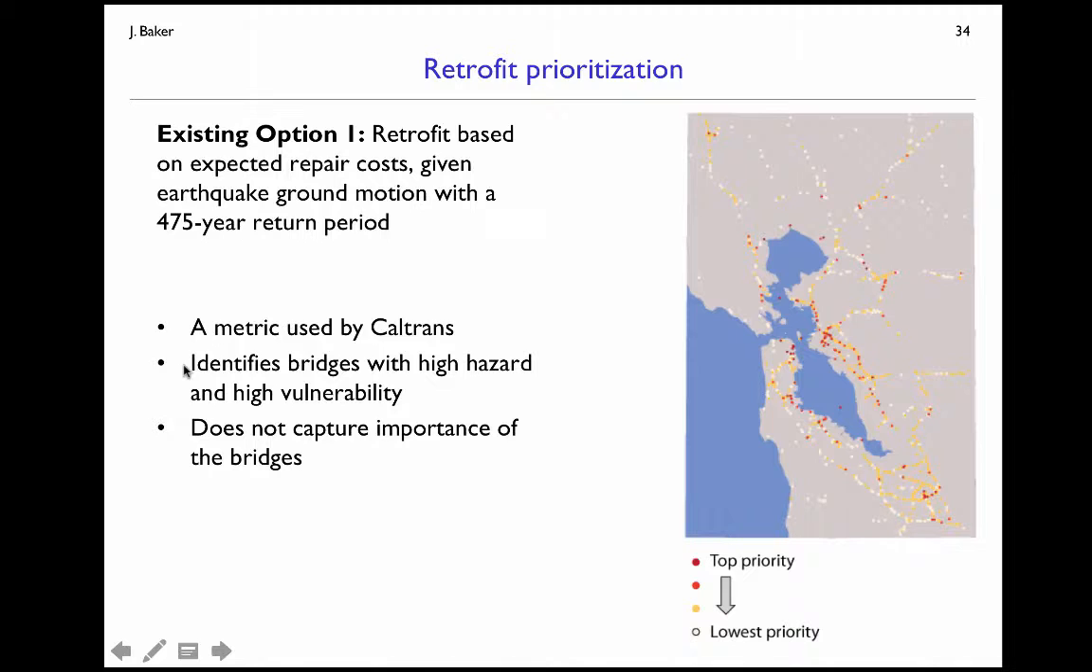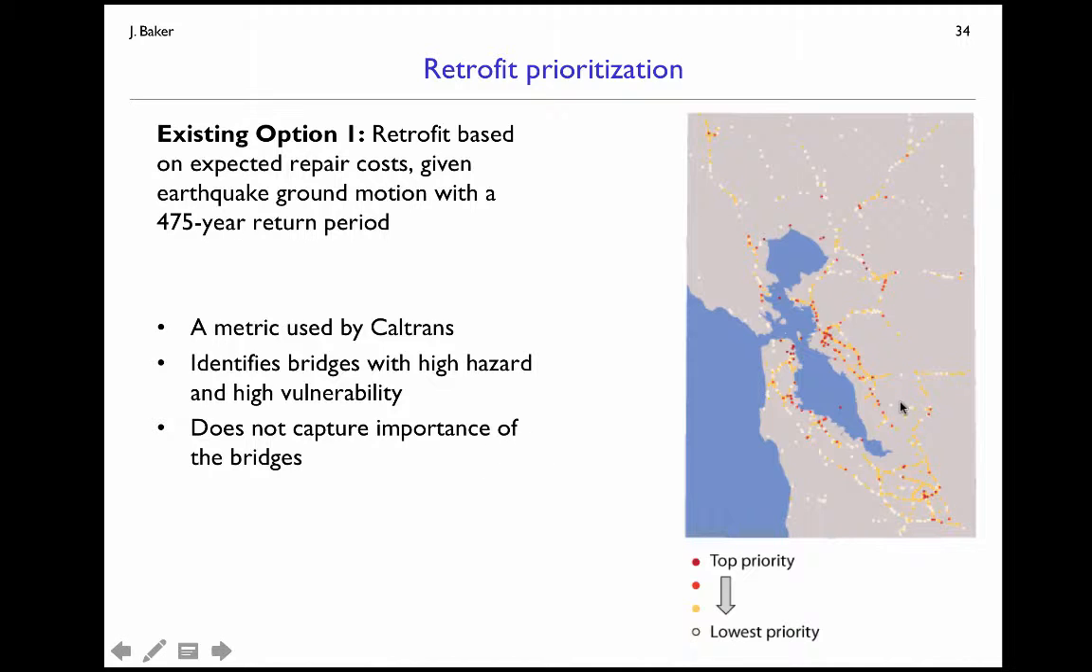It does think about bridges with high hazard, so the bridges that are close to faults are going to have higher ground motions they're exposed to. And it also identifies bridges with high vulnerability, because the bridges that are vulnerable that aren't anticipated to perform well, they're going to have higher repair costs. So you're catching the impact of the ground motion hazard and the vulnerability. There's no sort of network effects or measure of the importance of the bridge, though, with this type of system.